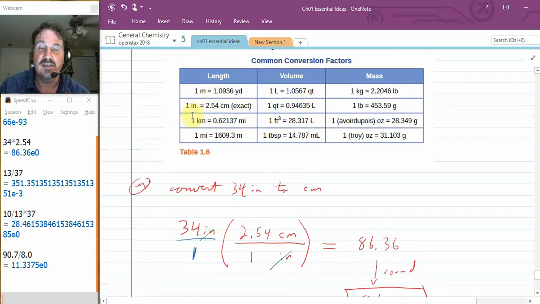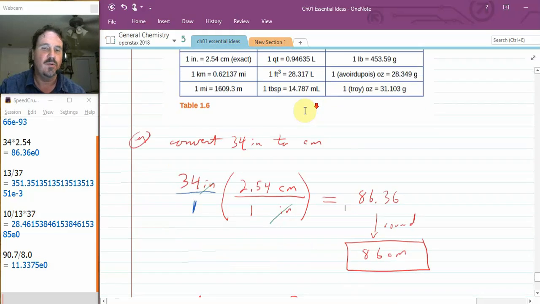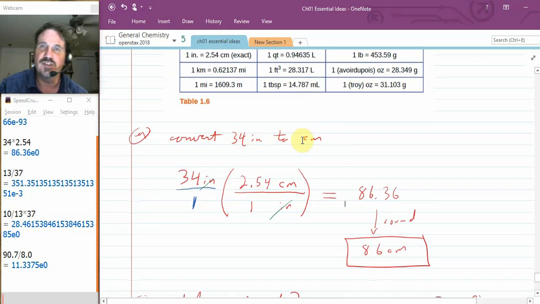So there it is. That's like saying 12 inches equals a foot. Right? That kind of an idea. So 1 inch, 2.54 centimeters. There's my conversion factor. That's what I'll have to use. Now, how do I convert 34 inches to centimeters with dimensional analysis? Well, let's start with what I know. 34 inches, I write it down.